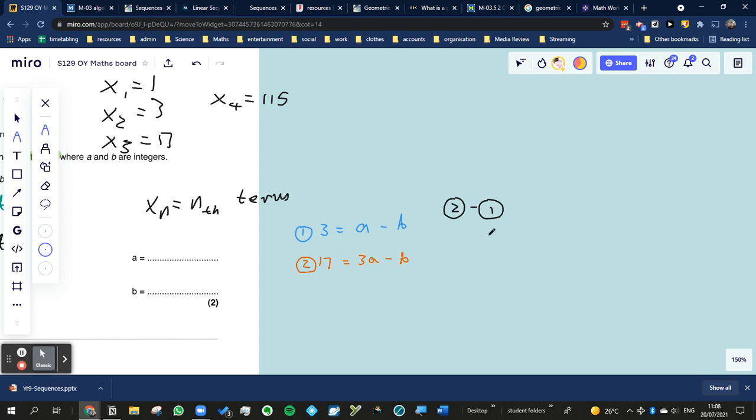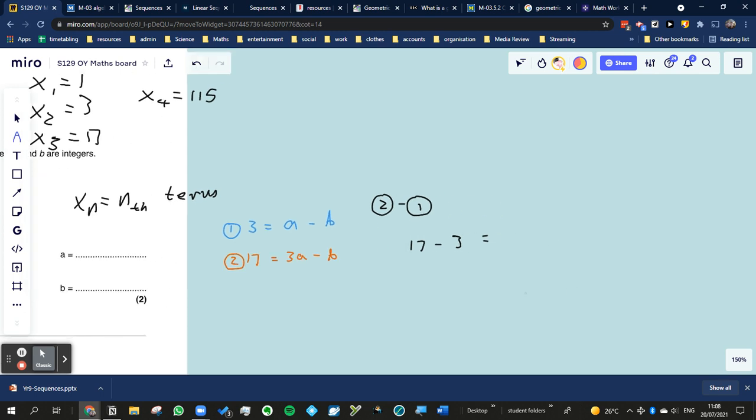So we get the equal sign there, and then we look at the left-hand side, and it's 17 minus 3. And then we look at the right-hand side, and we're going to put the whole thing in brackets first, 3a, just to help us to see it more clearly. So that's equation 2 minus equation 1.